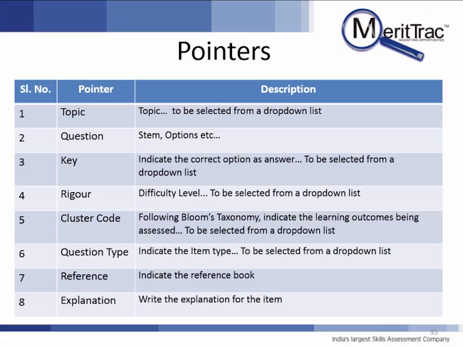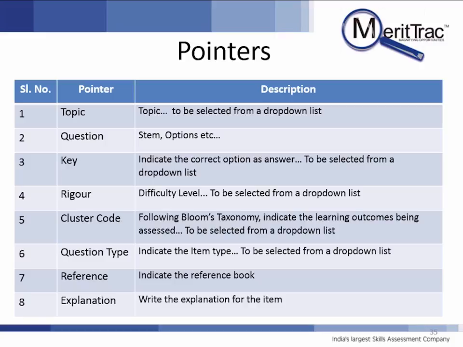So, these are the 8 pointers which we must provide for each and every item. The first is the topic. We must select which topic, domain, subdomain this particular item is designed from. Second, of course the most important, the question, the stem and the options. And then we must indicate which position is the right key, whether it is A, B, C, D, or so on.